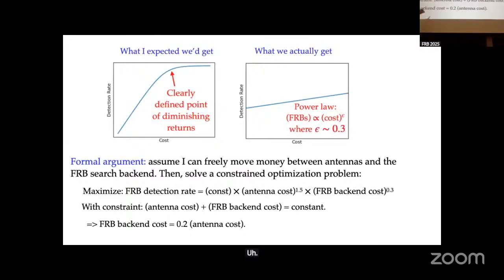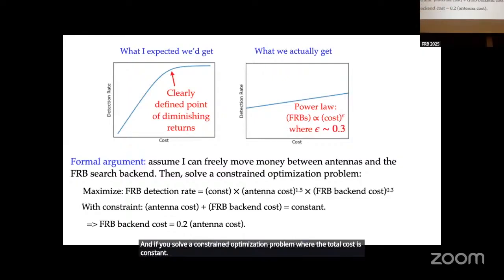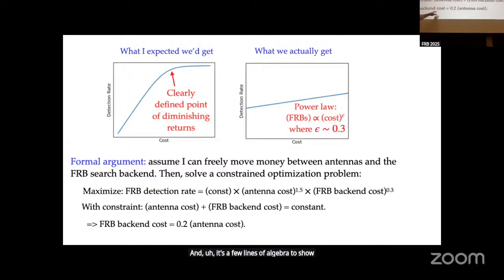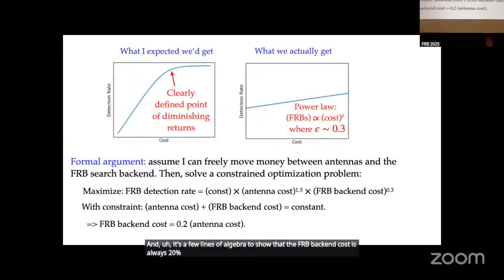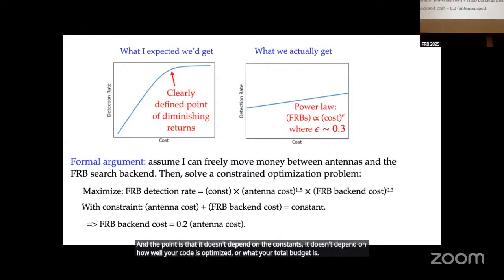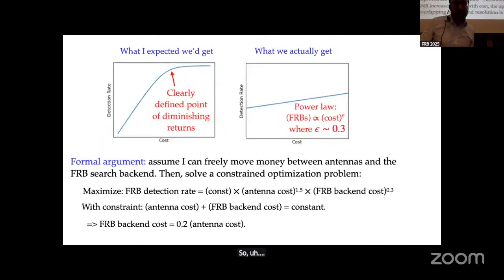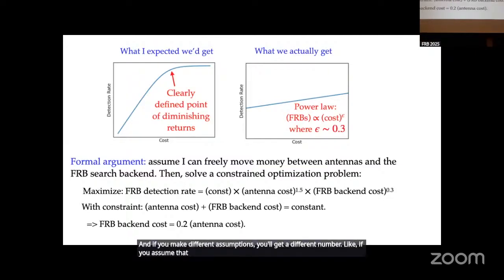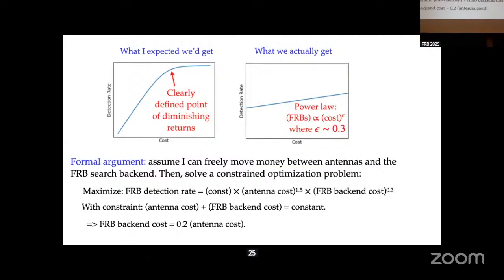And if you solve a constrained optimization problem where the total cost is constant, then it's a few lines of algebra to show that the FRB backend cost is always 20% of the antenna cost. And the point is that it doesn't depend on the constants. It doesn't depend on how well your code is optimized or what your total budget is. And if you make different assumptions, you'll get a different number. Like if you assume that FRBs are 25% of the total science goal of the telescope, then you get more like 5% than 20%.